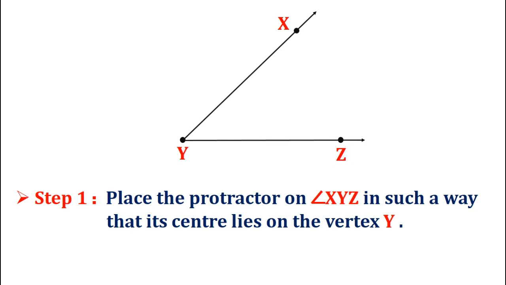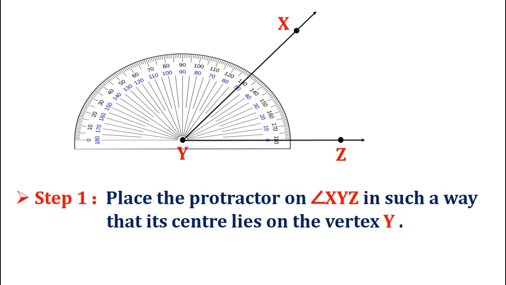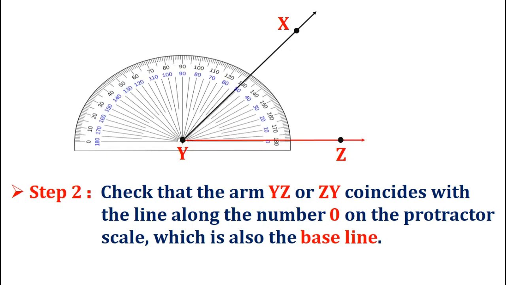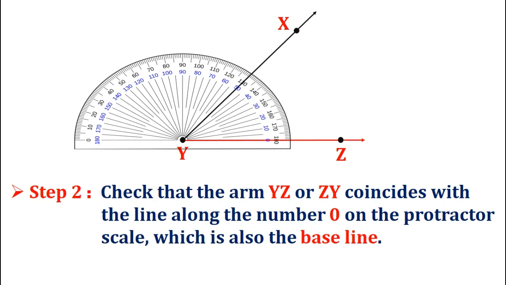Here, since the vertex of the angle XYZ is Y, we need to place the center of the protractor on Y. Next, we move on to the second step, where we need to check that one of the arms of the angle coincides with the 0 degree line. Here we need to check that the arm YZ or ZY coincides with the line along the number 0 on the protractor scale. This line along the number 0 is called the baseline.